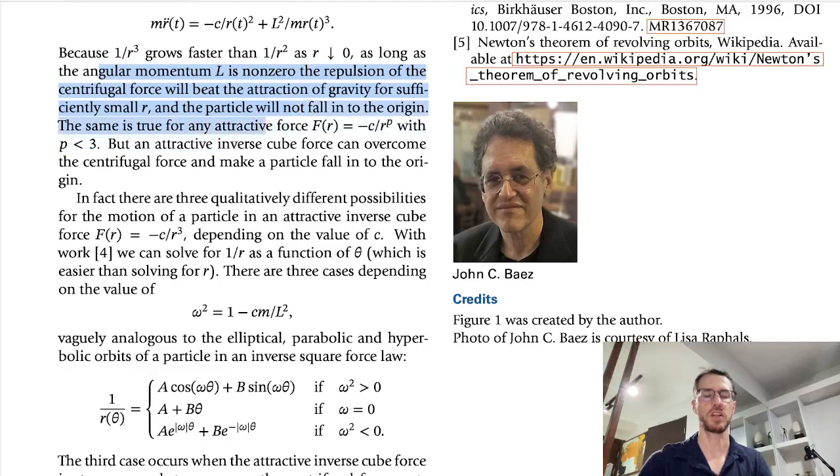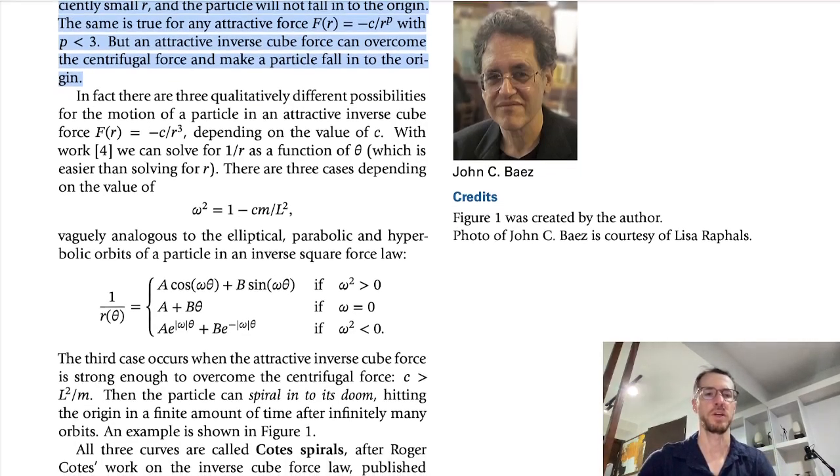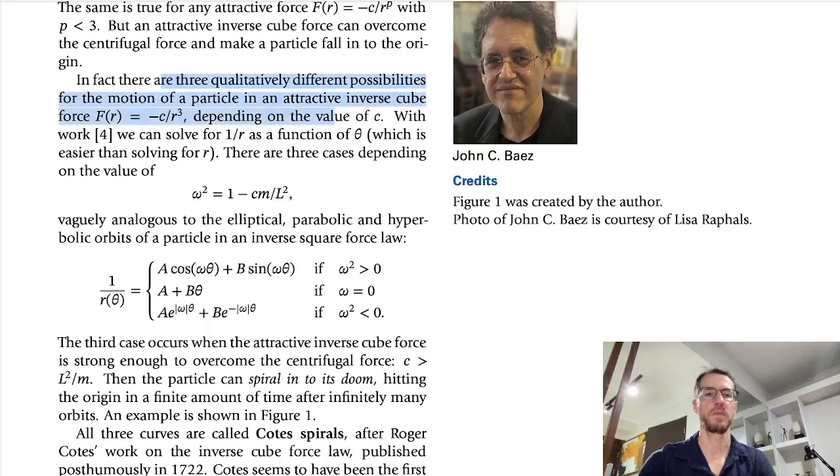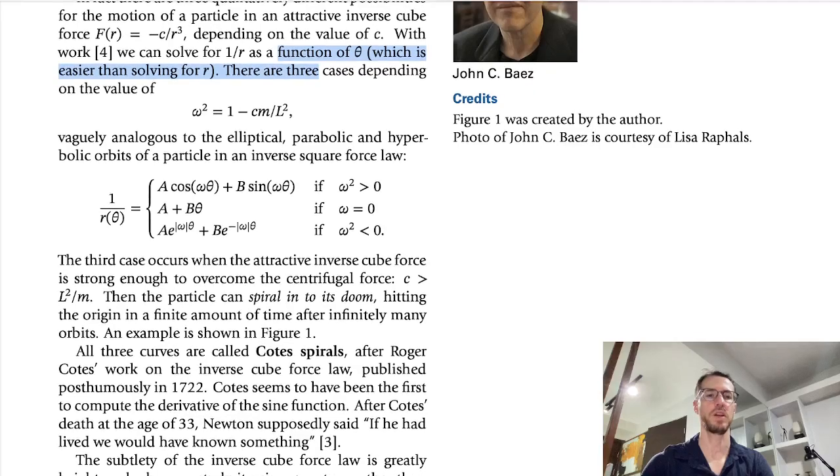The same is true for any attractive force F(r) equals minus c over r to the p with p less than 3. But an attractive inverse cube force can overcome the centrifugal force and make a particle fall into the origin. In fact, there are three qualitatively different possibilities for the motion of a particle in an attractive inverse cube force, F(r) equals minus c over r cubed, depending on the value of c. With some work, we can solve for 1 over r as a function of theta, which is easier than solving for r. There are three cases depending on the value of omega squared equals 1 minus cm over L squared, vaguely analogous to the elliptical, parabolic, and hyperbolic orbits of a particle in an inverse square force law.